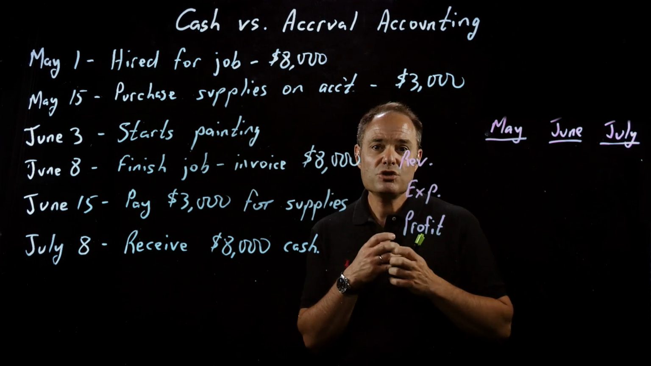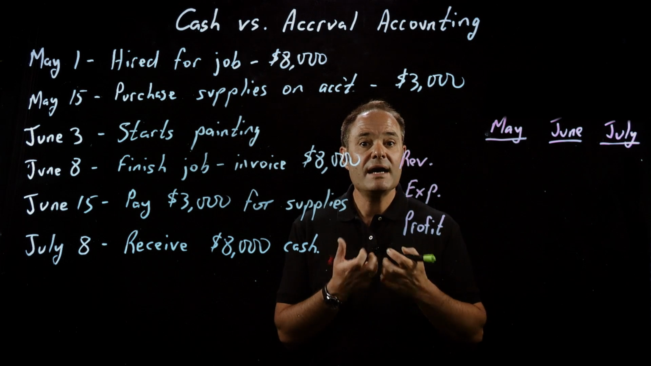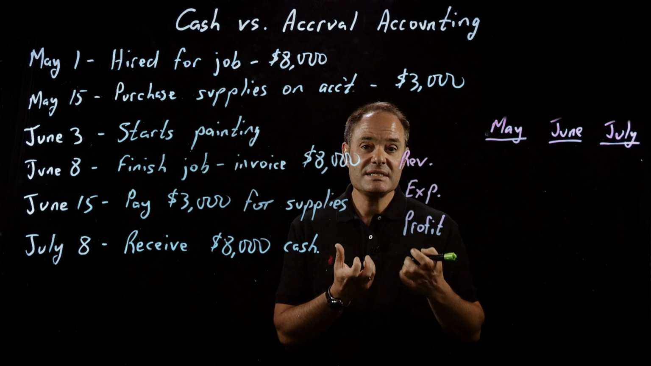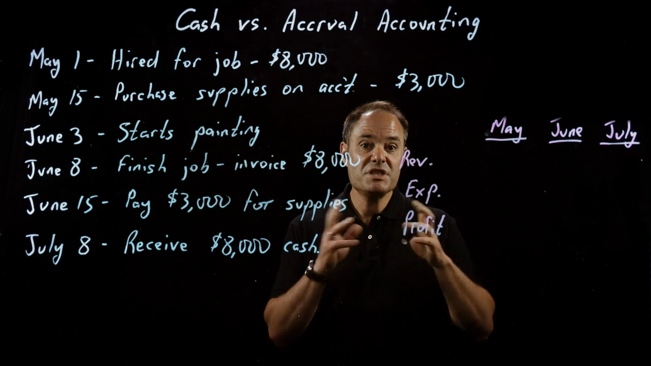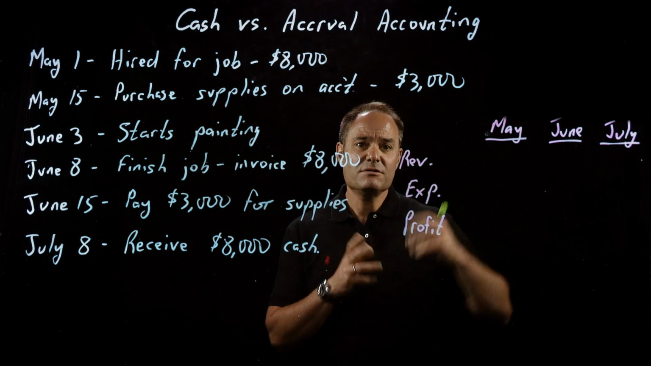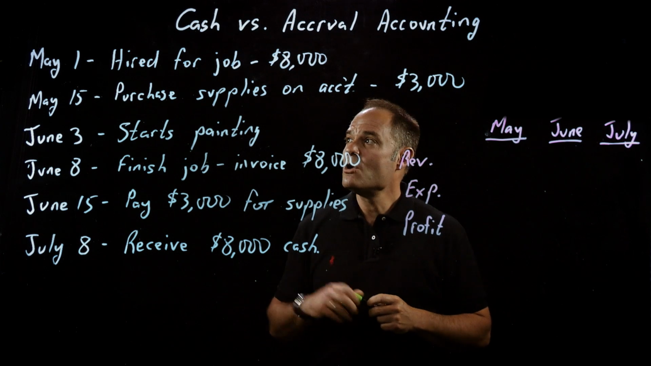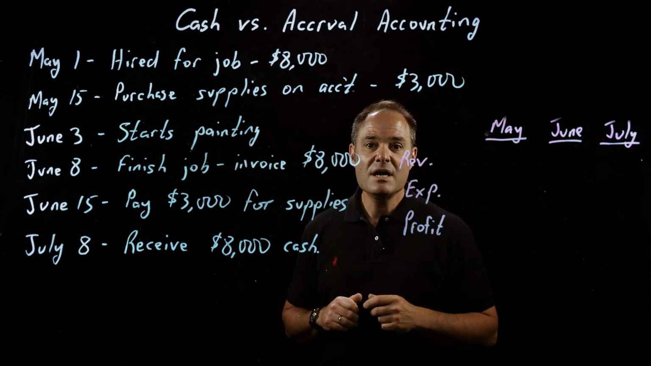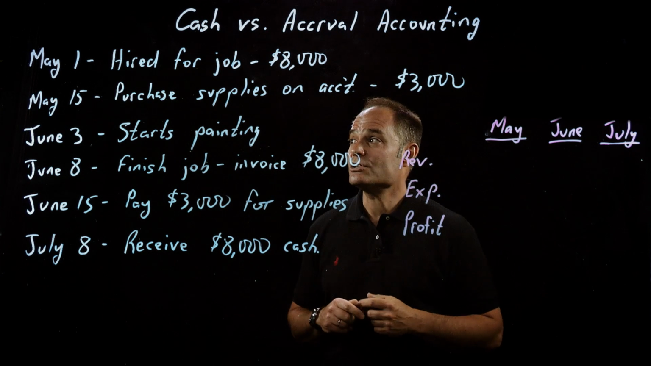And so we want to make sure that we're properly portraying the story of what the business activities are of the company within the period that we're talking about. And to better explain the difference between cash and accrual accounting, I'm going to go through a very simple example of a guy I like to think of as Joe the painter.